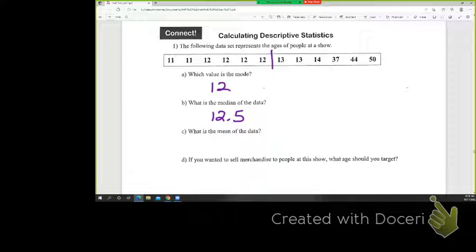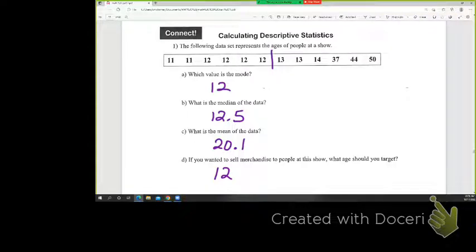So what did you guys come up with for the mean? Round it to the 10th. Keep 1 decimal place. 20.1. 20.1 is what I had also. So if we were going to plan to sell merchandise to this group of people, oftentimes we think like, oh, well, I should target the average age. Well, in this case, if I use the average, if I use the mean, targeting 20-year-olds would not be very smart, right? So, yeah, 12-year-olds.